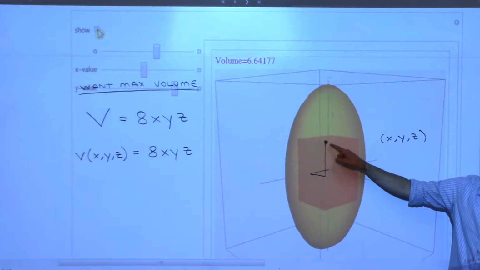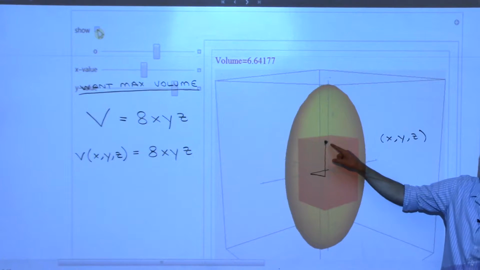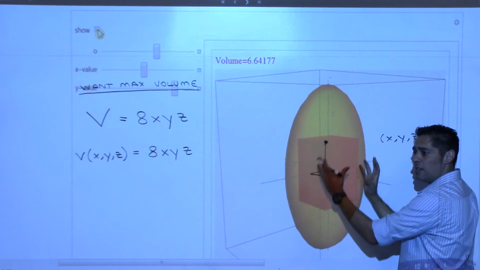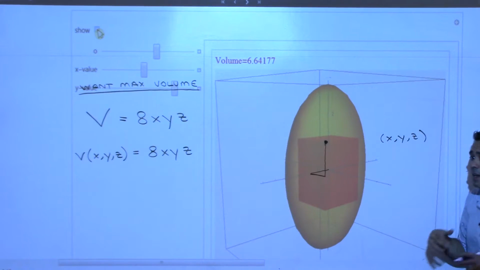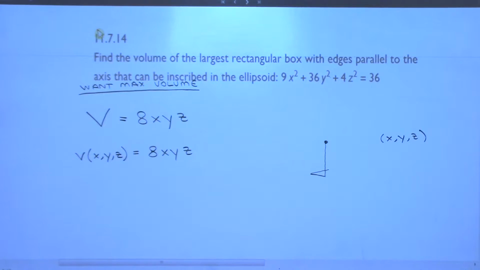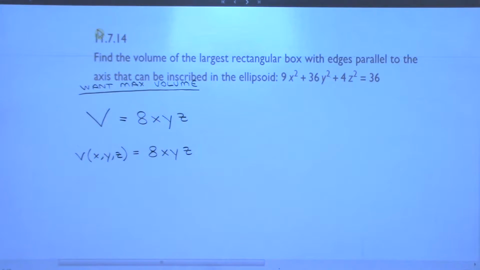This point can't just be any x, y, z. It can't just be anything, right? It must live where? On the ellipsoid, right? This point must also touch the ellipsoid, which means that it must satisfy the equation of the ellipsoid. So let's go back up to the ellipsoid, and let's take a look at that equation, and let's talk about that relationship.